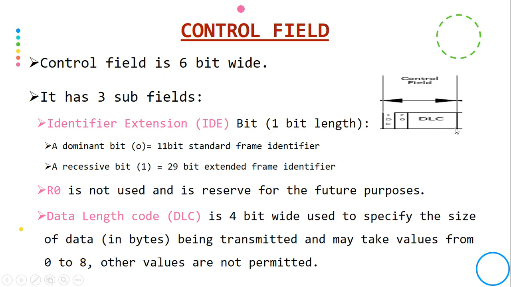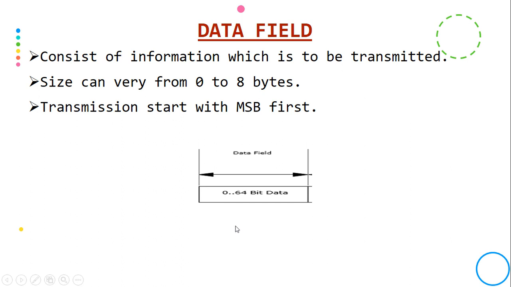DLC field is called data length code and it is 4 bits in size, used to indicate the size of the data in bytes being transmitted. It may take the value from 0 to 8 and all the other values are not permitted. So next is the data field. The size of the field can vary from 0 to 8 bytes. It contains the information which is to be transmitted, and the transmission order is MSB first.